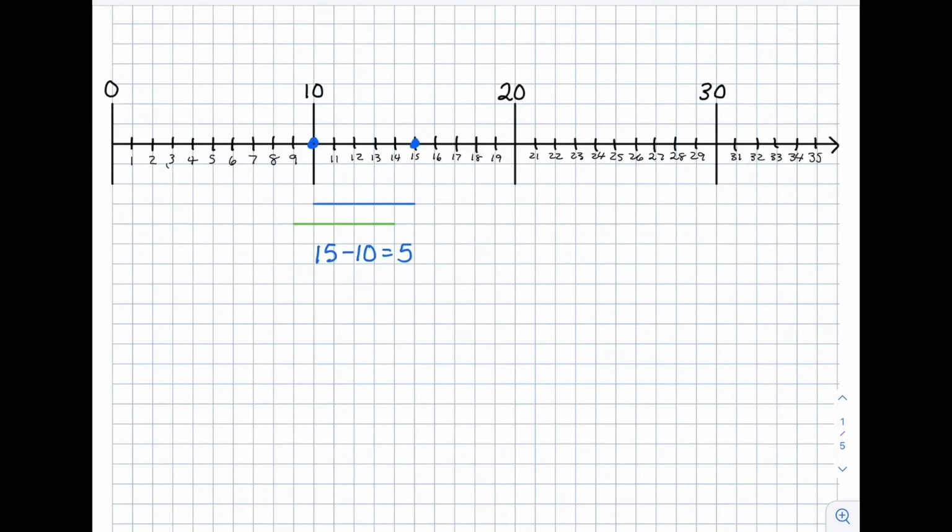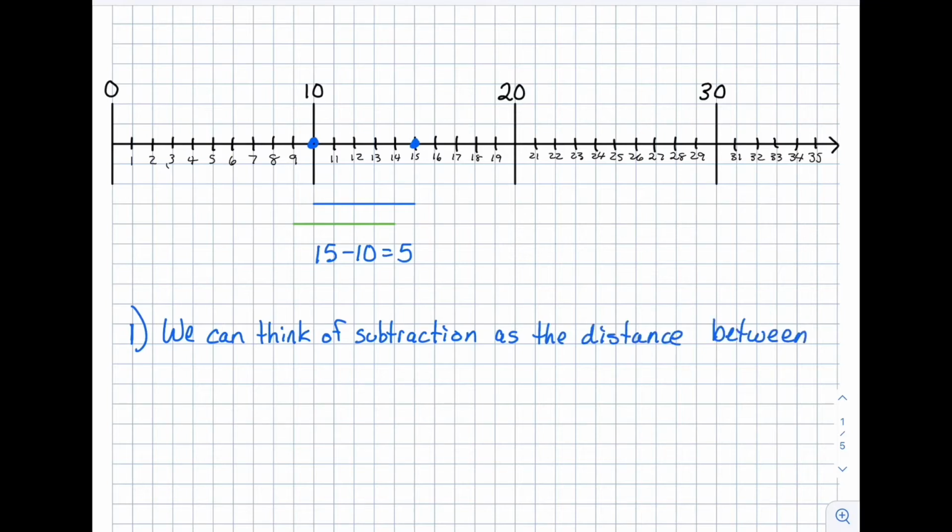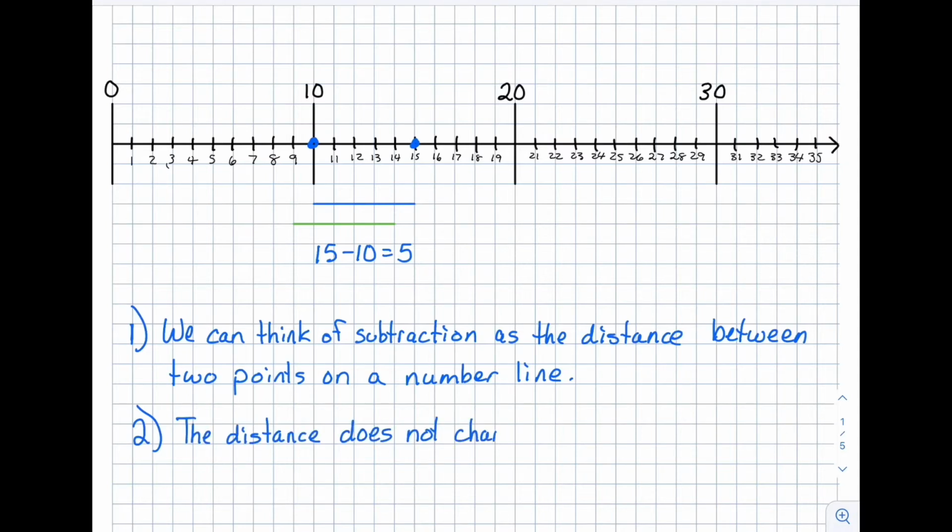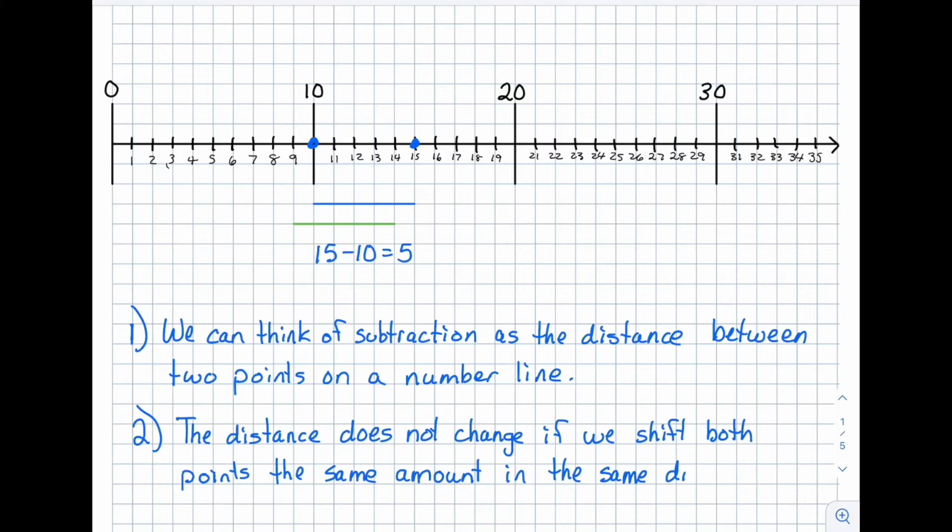So let's just summarize these 2 main points that we'll be using. We can think of subtraction as the distance between 2 points on a number line. Our second main point was the distance does not change if we shift both points the same amount in the same direction. Let's use this to do some mental subtraction.